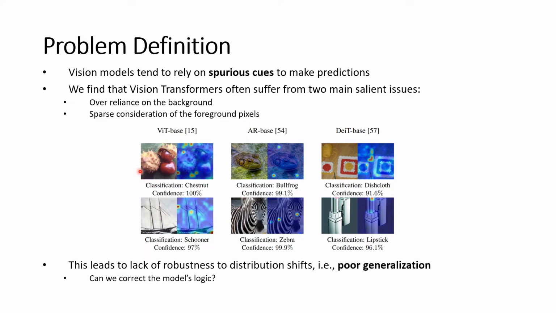For example, the image here is classified by the model as a chestnut with a confidence of 100%, but the saliency map shows that the model used only the background to make its prediction. This can lead to lack of robustness to distribution shifts and poor generalization. We ask ourselves, can we correct the model's logic?